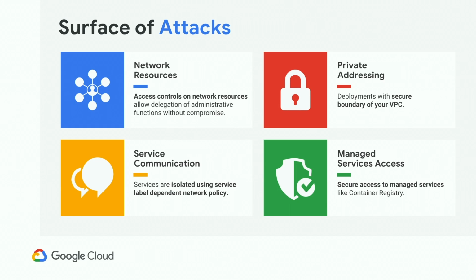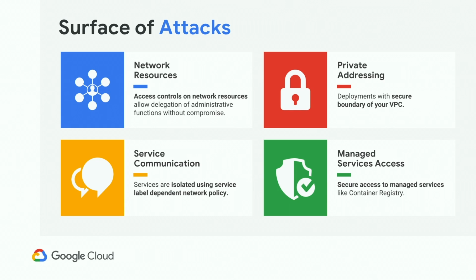Second, private addressing. You might want to ensure that your entire deployment, including your nodes, your pods, etc., are within the secure boundaries of your VPC. Moreover, you might want to ensure that your control plane is also isolated from unauthorized access over the internet. Third, service communication. Another surface area of attack can potentially be service-to-service communication. So you might want to control which services can talk to which other services through something like network policy, which enables you to set up those rules.